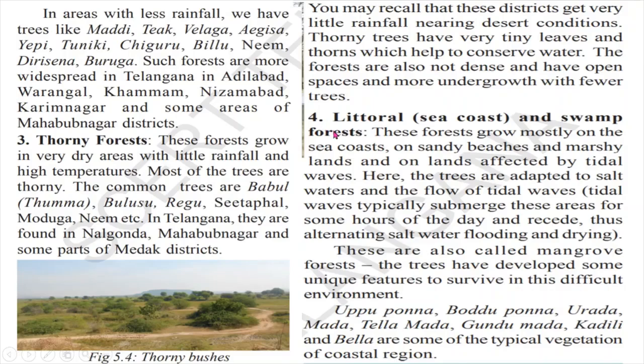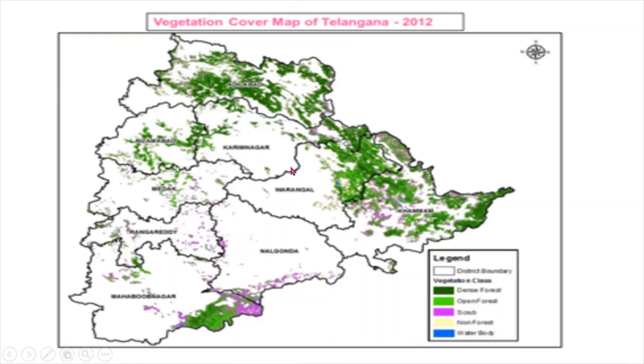So the littoral forest or the swamp forest, we mostly find this type of forest near the sea coast and on sandy beaches or marshy lands, and lands affected by tidal waves. They have adapted, having a unique feature to tolerate salt water and also tidal waves. That's why they have a unique feature to survive in a difficult environment too. Examples of trees in this type of forest are Upuponna and Boduponna, and these are the districts in Telangana.